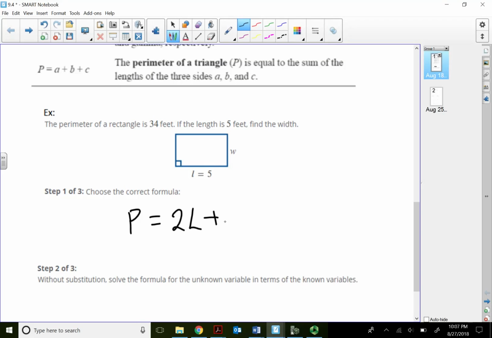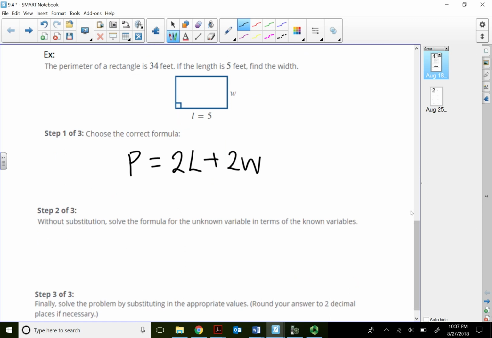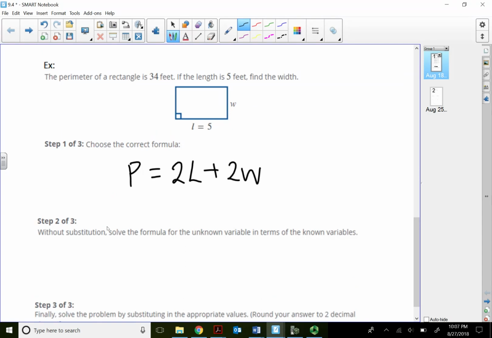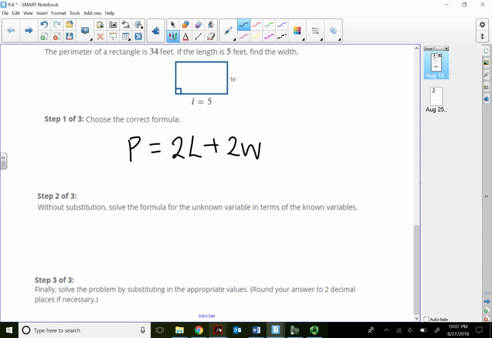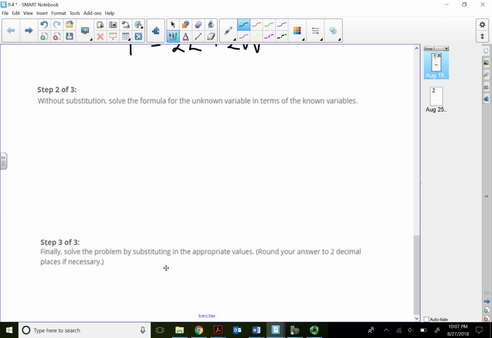Step 2 of 3 says without substitution, that means without substituting the 5 feet for length and 34 feet for P, solve the formula for the unknown variable. The unknown variable here is the width, because the problem wants me to find the width. So here is how it goes.